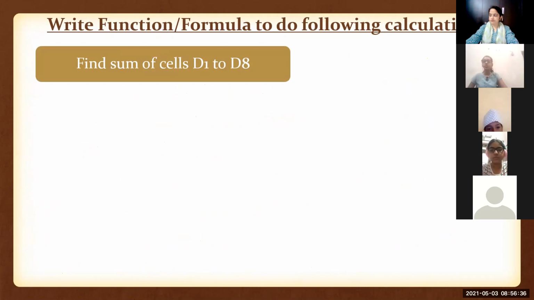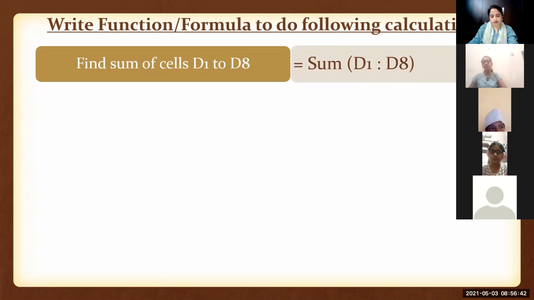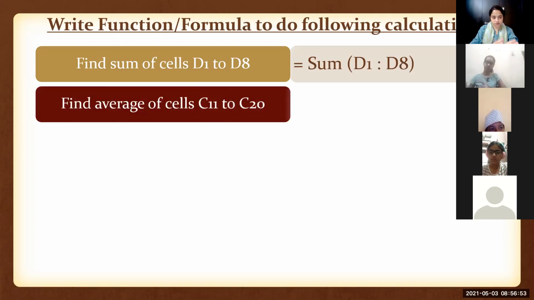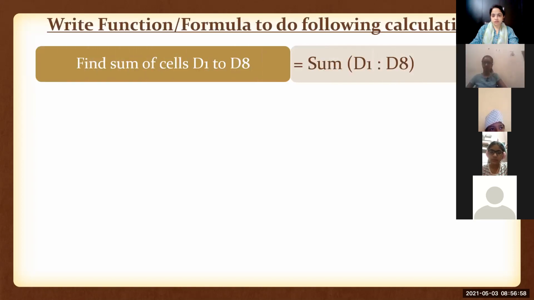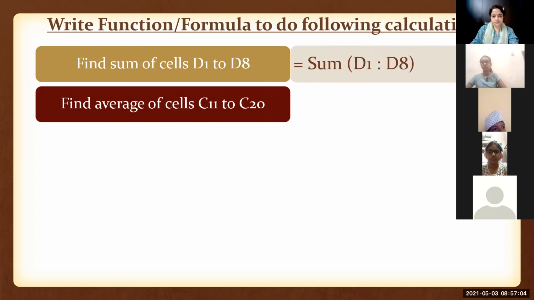Equal to sum, bracket D1 colon D8, bracket close. Correct. Is equal to sum because we have to find the sum of all the cells from D1 to D8. ऊपर मैंने लिखा है formula or function. You can write both. So function we are writing because many cells are there. So we will write the function is equal to sum D1 colon D8. Okay. Next is to find the average of cells from C11 to C20.